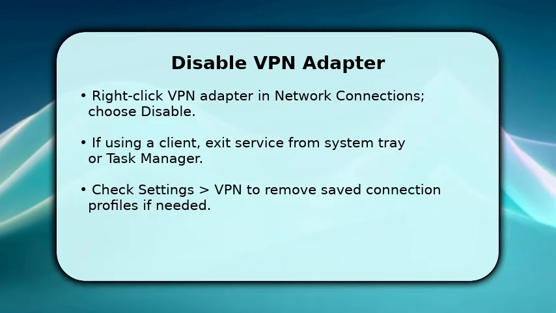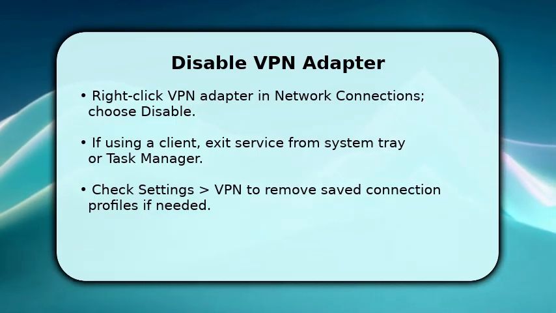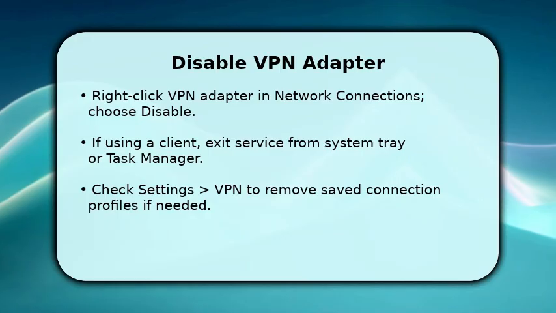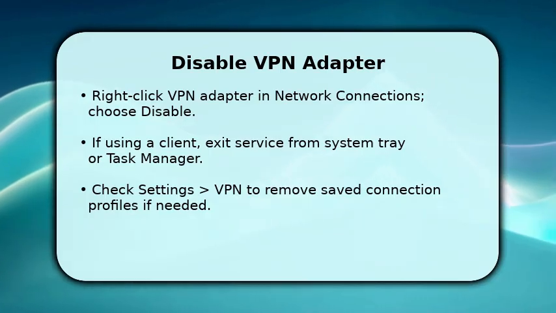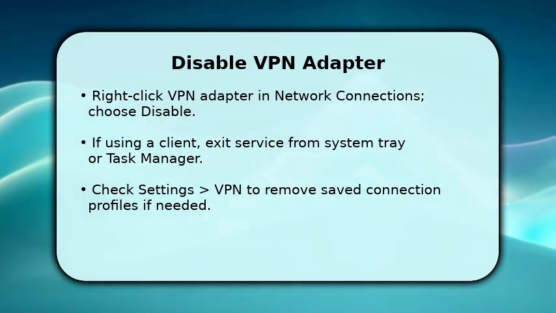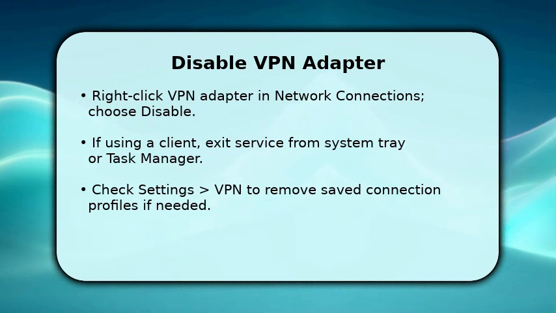Once done, go to Settings VPN and remove any saved connection profiles so Windows doesn't auto-reconnect later. Make sure to watch for status changes. The adapter will show as disabled or disconnected.